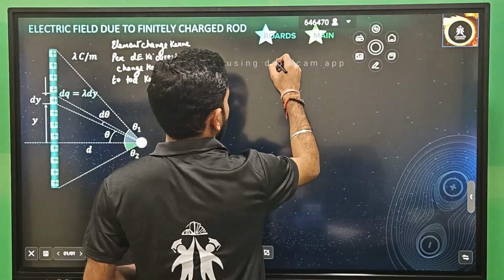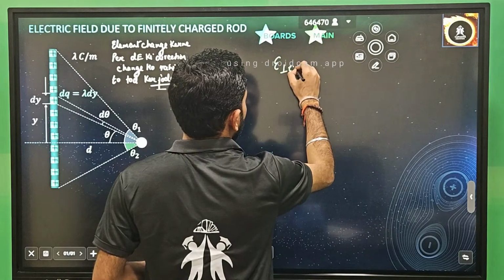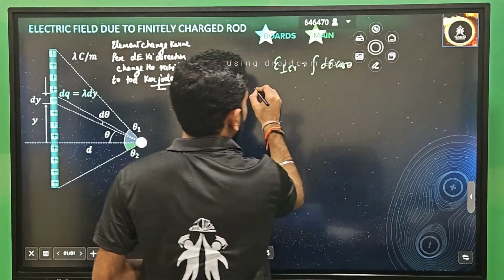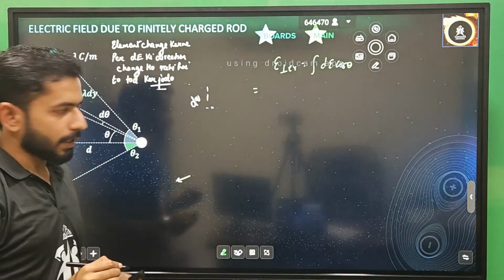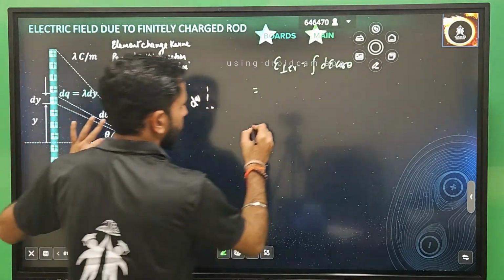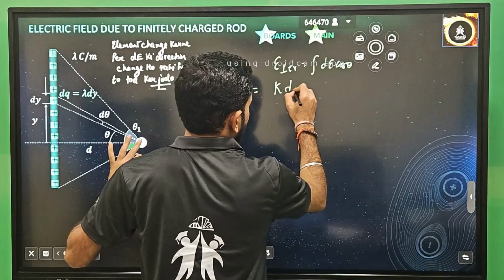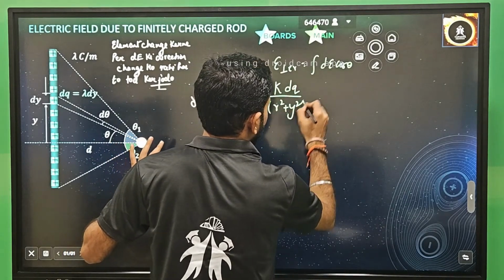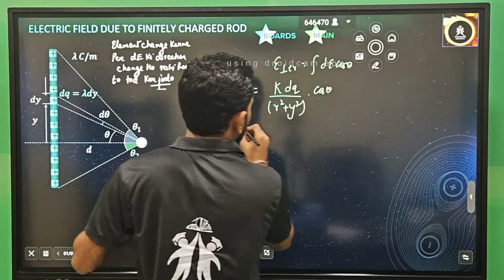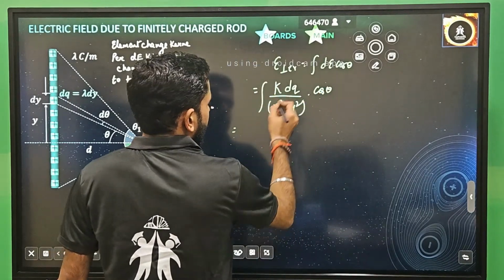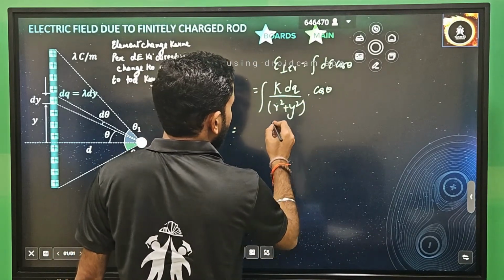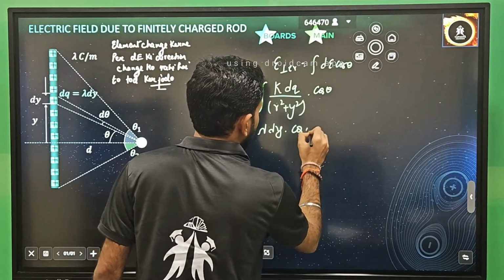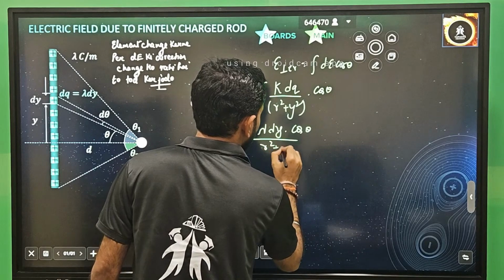The next portion that we have to find, electric field in the perpendicular direction, will be equal to integration of dE cos of theta. dE, how do you write it? Small electric field due to this element. K, charge, that is dq, divided by distance, which I have already told you is r square plus y square, into cos of theta. Integration. Now, how will you write dq? dq will be written as lambda into dy cos of theta divided by r square plus y square.